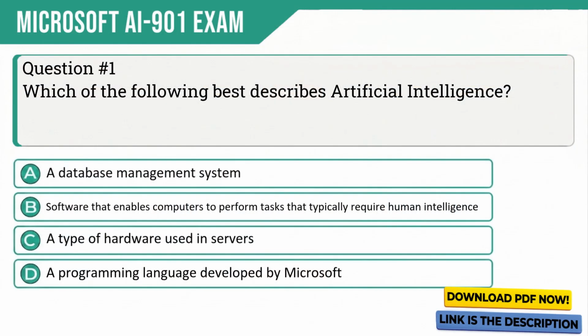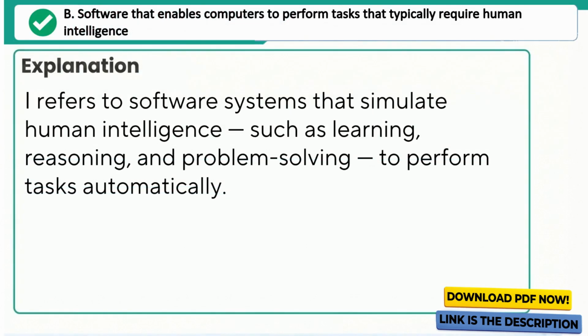Question number 1. Which of the following best describes artificial intelligence? A. A database management system. B. Software that enables computers to perform tasks that typically require human intelligence. C. A type of hardware used in servers. D. A programming language developed by Microsoft. Correct answer, B. Software that enables computers to perform tasks that typically require human intelligence.